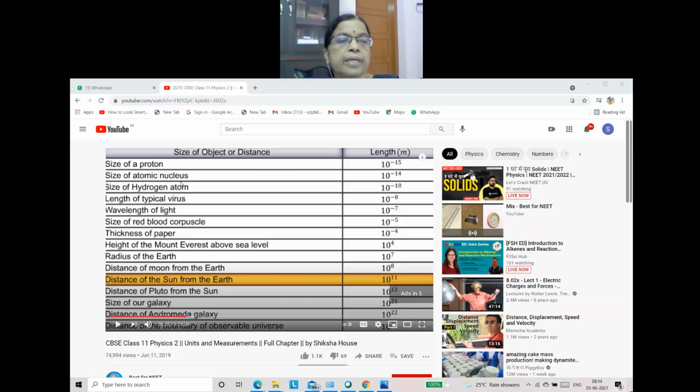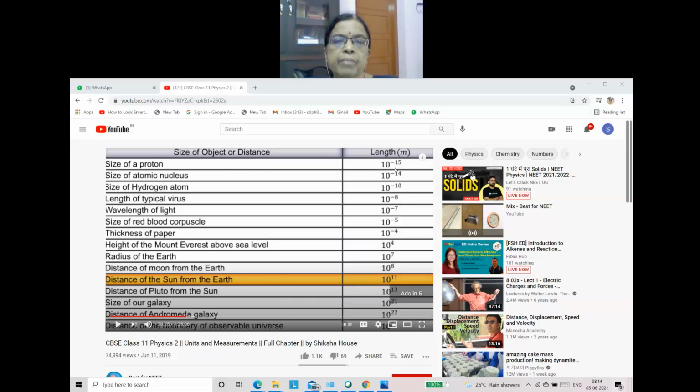Okay, children. Size of nucleus is bigger than that. Nucleus contains proton, so nucleus is bigger than proton. See, 10 raised to minus 14. Then atom will be bigger than that, 10 raised to minus 10 meter. So everybody should have an idea of this length. What is size of proton? 10 raised to minus 15. Size of nucleus? 10 raised to minus 14. Size of atom? Bigger than that, 10 raised to minus 10.